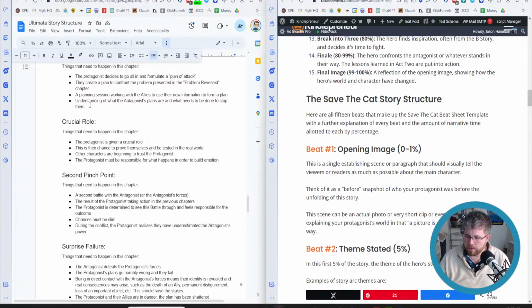I know Christopher Vogler did work with another guy named Michael Hauge, who has a presentation called The Hero's Two Journeys, one of which is the external goal, and one of which is the internal goal. And that's kind of accounted for here with everything about the character's fatal flaw and everything.